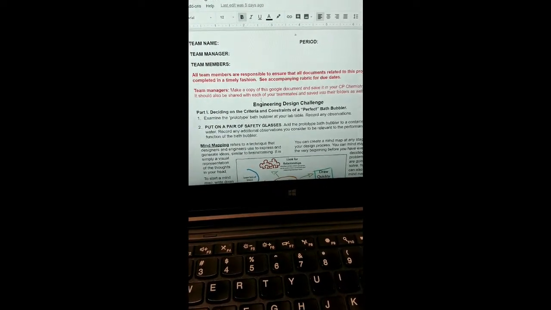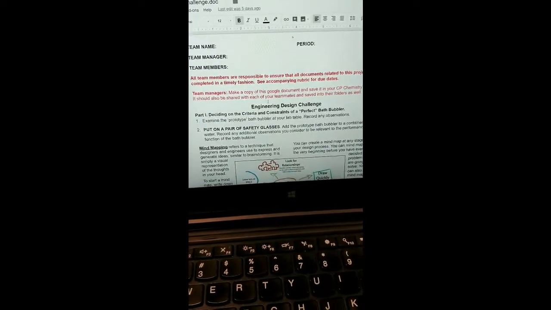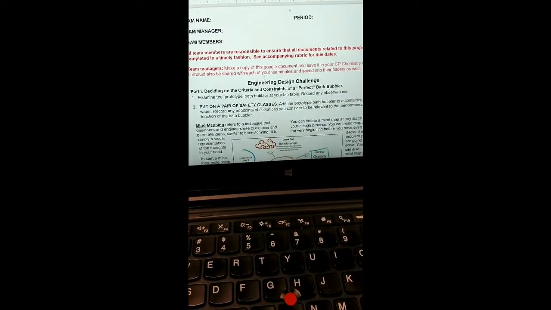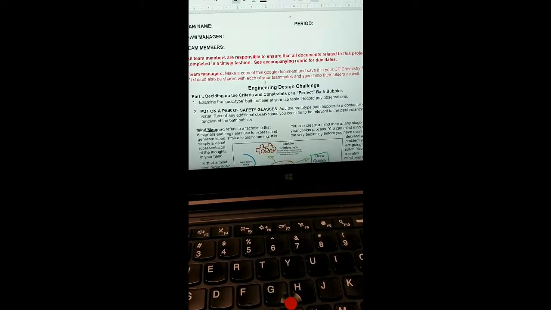In this engineering design challenge, I'm asking them to elect somebody to be a team manager, and that manager is going to make a document copy and share this into their Google Drive folder so that I can access it.